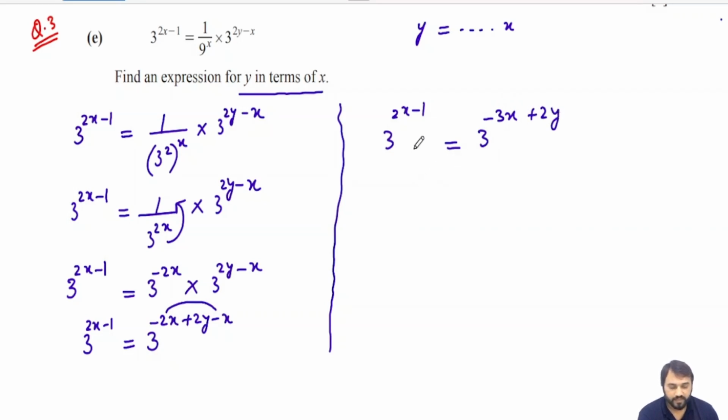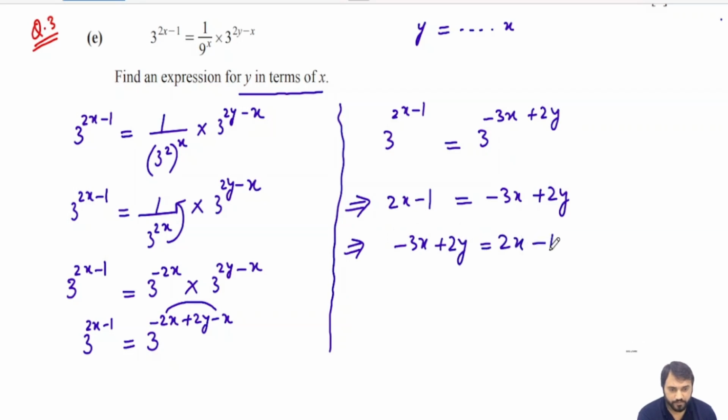Now, the bases are the same and there is an equality sign. It means the powers are equal. 2x minus 1 is equal to minus 3x plus 2y. I'm going to flip it: minus 3x plus 2y is equal to 2x minus 1. We need to find y in terms of x, so y should be on the left hand side.